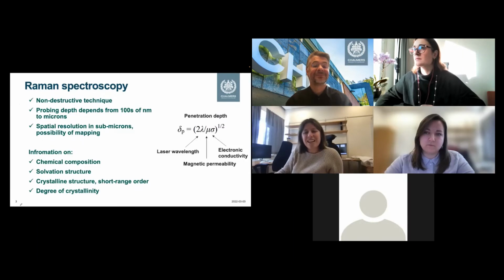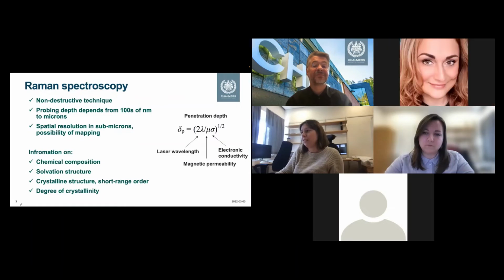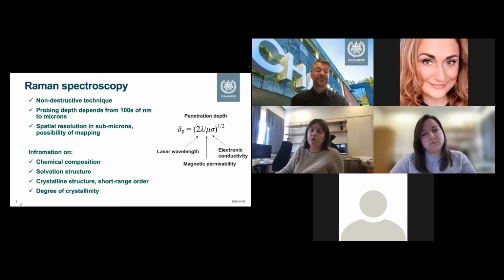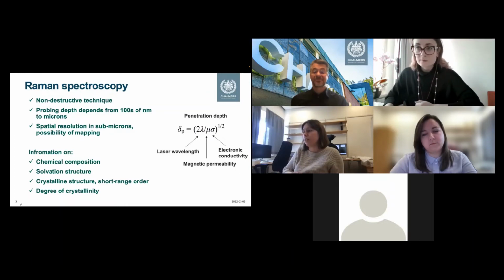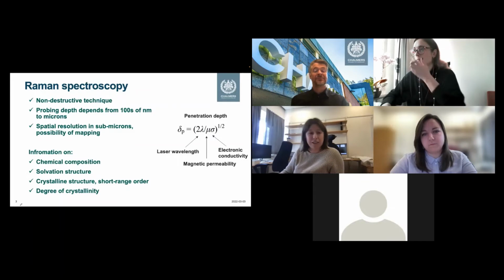The penetration depth of the Raman laser inside the material depends on several factors, which is calculated by this equation. So it depends on laser wavelength. The higher the wavelength in nanometers, the deeper the penetration into the sample, and it's inversely proportional to magnetic permeability and electronic conductivity. This means less conductive samples would also have a deeper penetration of the signal, which is the case with wood materials, rarely conductive enough.